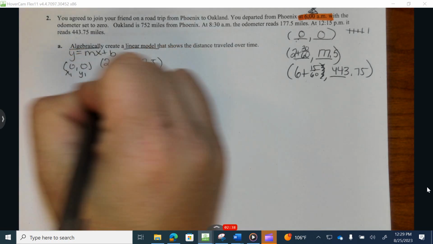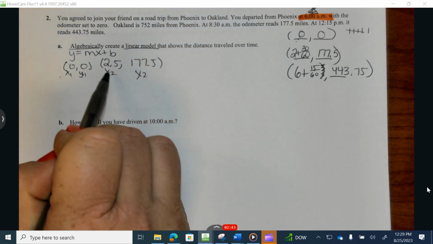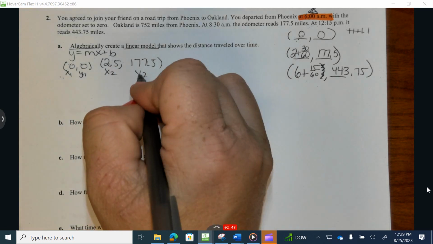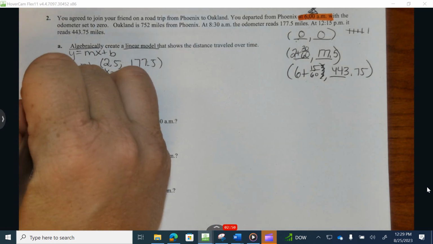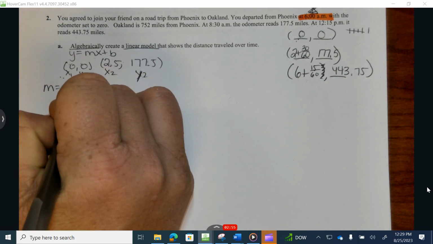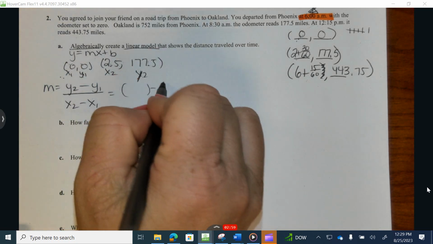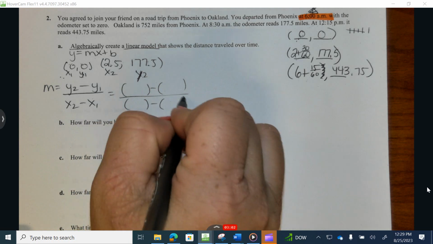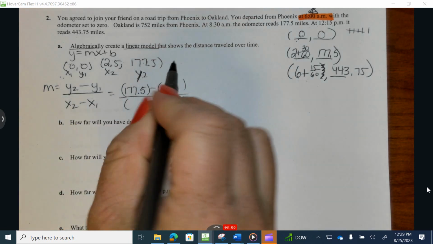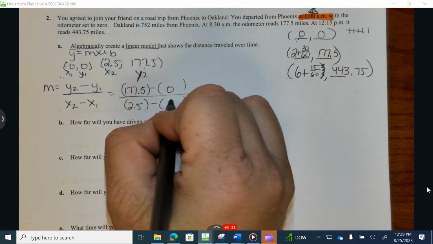This is my first point and my second point. So x sub 1, y sub 1, x sub 2, y sub 2. Now the slope, you do need to remember this formula. y sub 2 minus y sub 1 over x sub 2 minus x sub 1. Rise over run. And I always suggest, to prevent making a mistake, to use those parentheses. y sub 2, 177.5. y sub 1, 0. x sub 2, 2.5. x sub 1, 0.